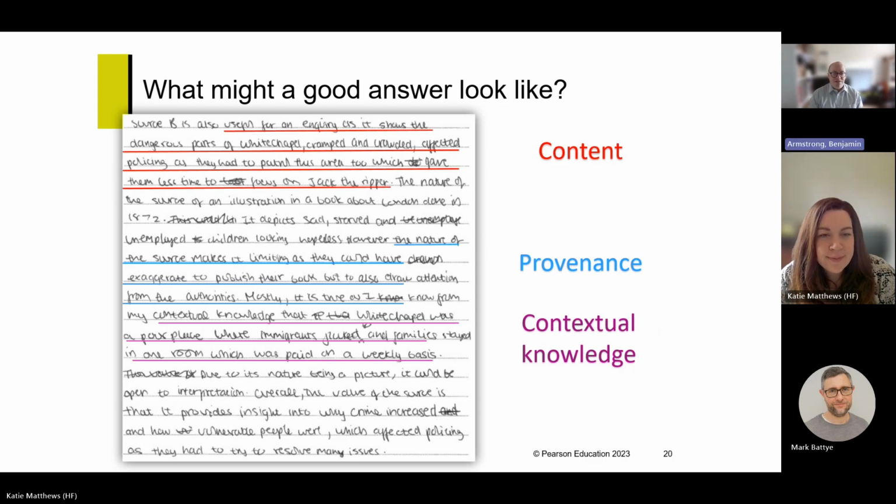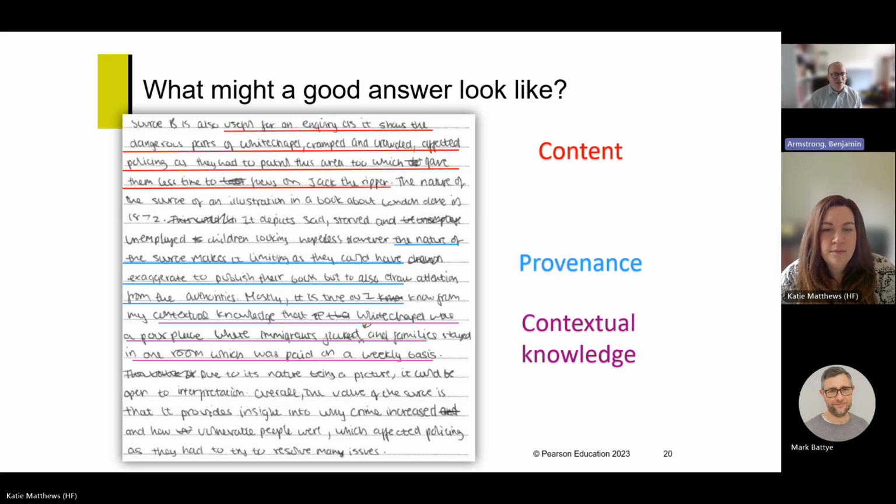So this is an answer from the crime paper. And we're not going to show the sources. That might seem a bit strange, but here we're just looking for what the candidate has done. And what we've shown you on the screen is how they've done those three different points. So in red, we've got where they've used the content.